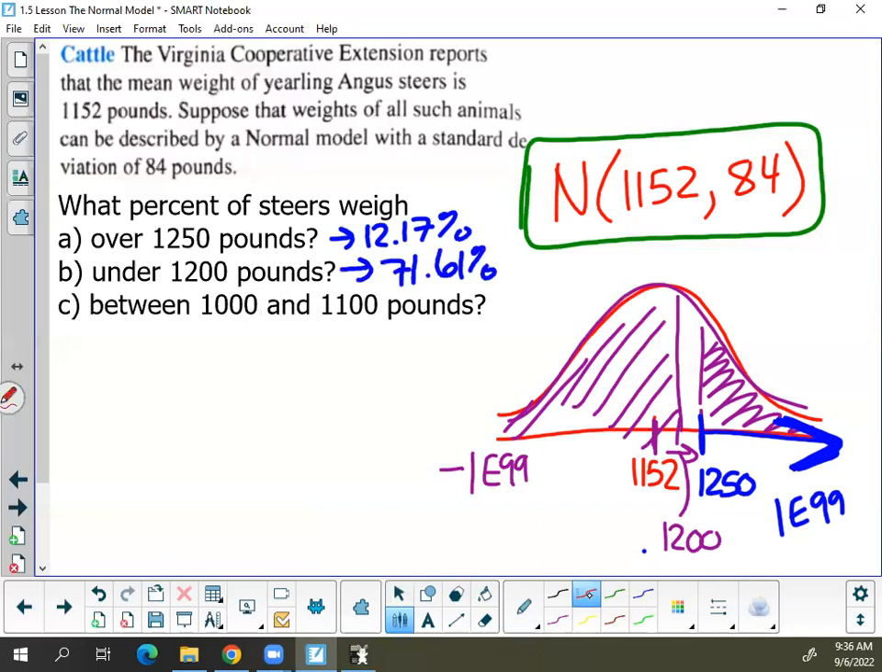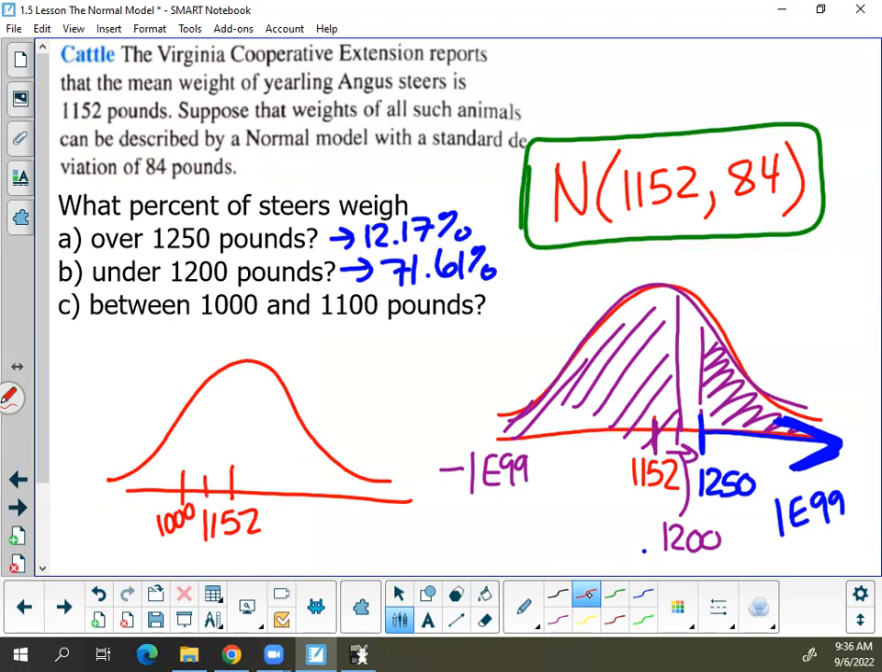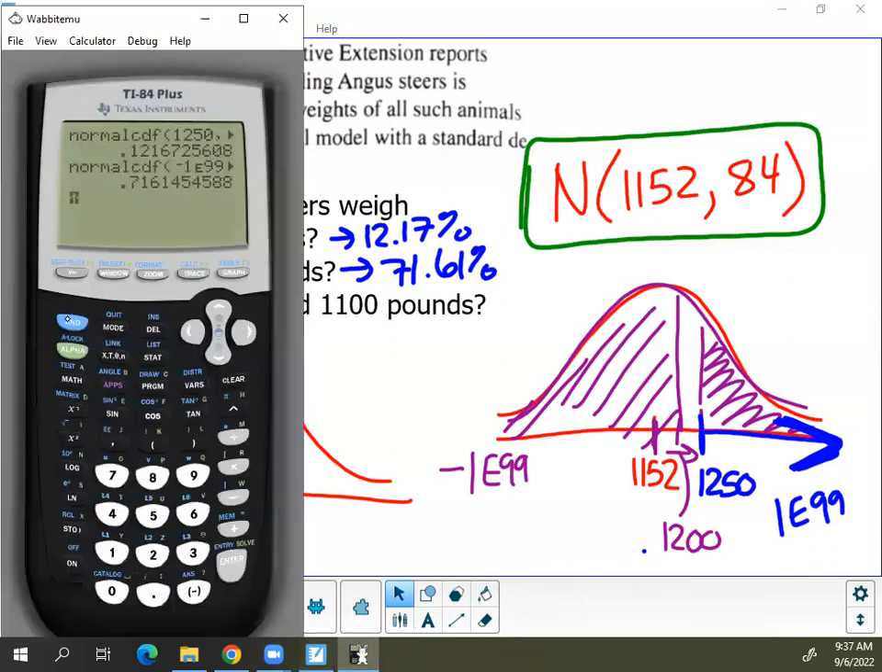And then if we wanted to go between, it's the same idea. We're just going to put on here, between 1,000 is somewhere over here. It doesn't have to be exact. These sketches are really just for us. 1,100 is still going to be to the left of my mean. We're looking for this area. And so I can tell my calculator I want to calculate between 1,000 and 1,100 with the same mean and standard deviation. And I can find that to be 23.28%.